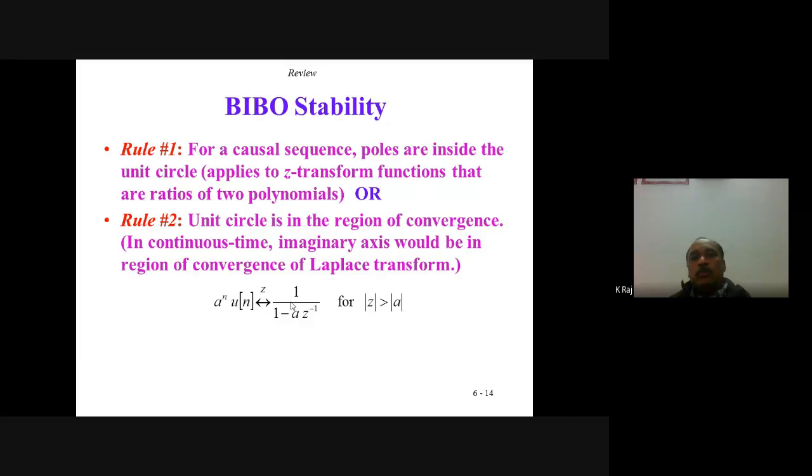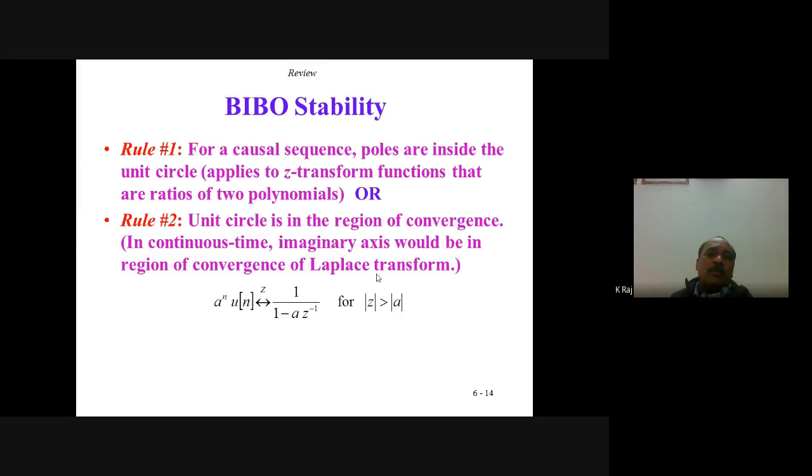Rule 2, the unit circle is in the region of convergence. If the unit circle is lying in the region of convergence, because if we are taking the Z transform, defining the Z transform without the region of convergence is meaningless. So in continuous time, the imaginary axis would be the region of convergence of the Laplace transform.